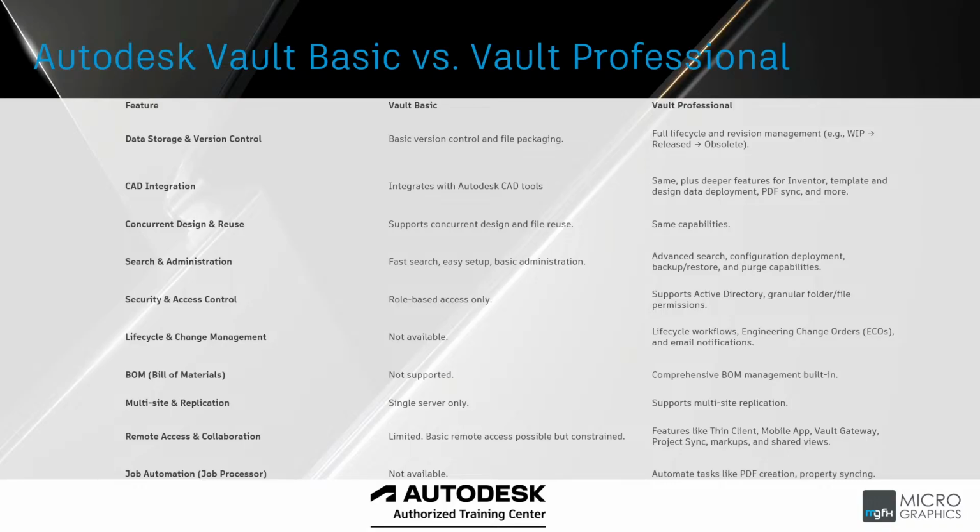Search and administrating. Within the Basic, you do have a fast search. It's very easy to set up, and you've got your basic administration. Within Vault Professional, you do have a little bit more advanced search for configuration deployment, for your backups, your restores, and your purging capabilities. Security and access control. Basic only has a role-based access. Within Vault Professional, it supports Active Directory, your folder and file permissions that you can set up.